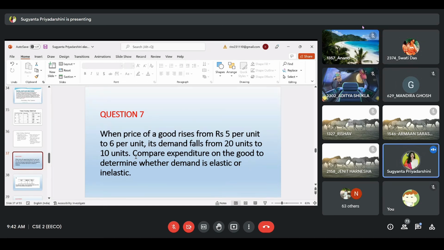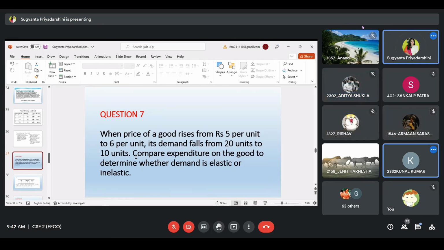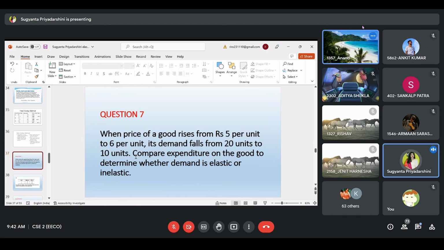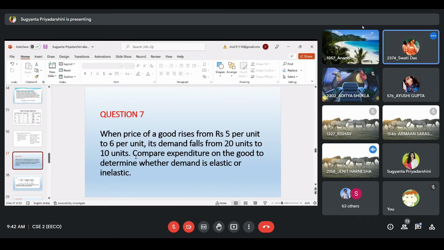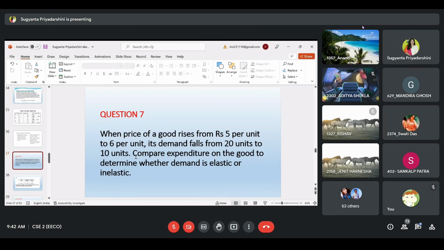Tell me one thing, your total expenditure is increasing or decreasing here? Decreasing. And what about your price? Increasing. So here your price and total expenditure, are they directly proportional or inversely? Inversely. So if they are inversely related, then it is elastic or inelastic? Elastic. Okay, so see, that's very simple.